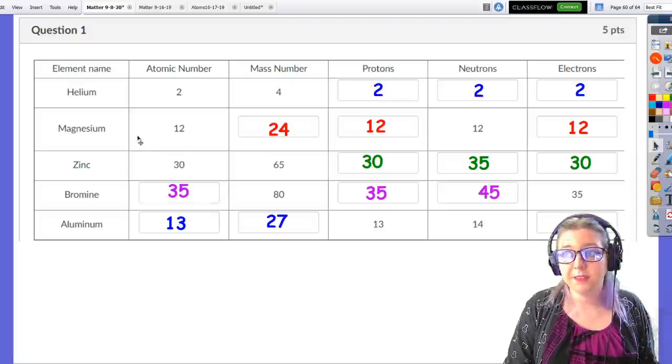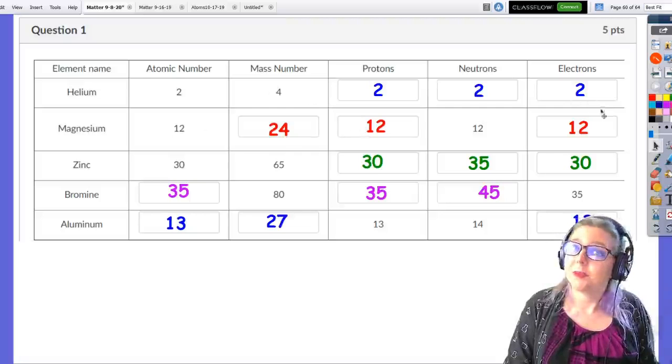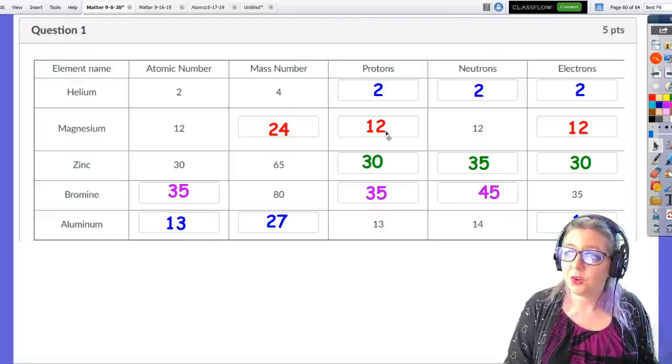Then I have magnesium. Here I've been told magnesium has an atomic number of 12 and 12 neutrons. Well, if I know my atomic number is 12, I know that my protons are 12. If my protons are 12, I know that my electrons are 12. Then to find my mass, I just add my 12 protons to my 12 neutrons, and I got 24.